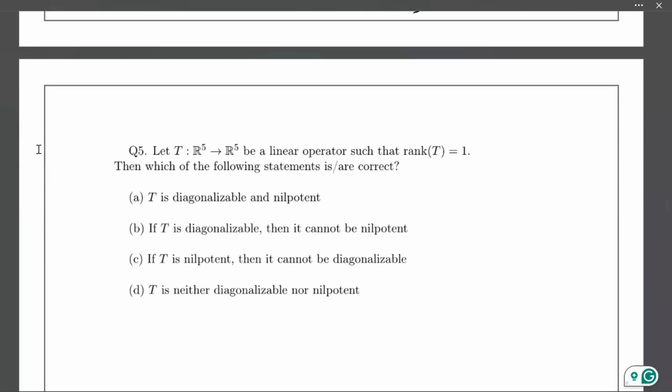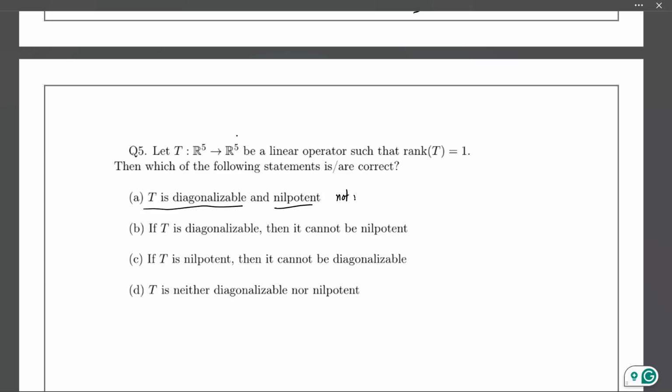Let T be a linear operator from R5 to R5. Rank of T is 1 means, in the matrix representation, only one row or one column is non-zero, or every column is a multiple of one particular column. But here, if T is diagonalizable, can T be nilpotent?